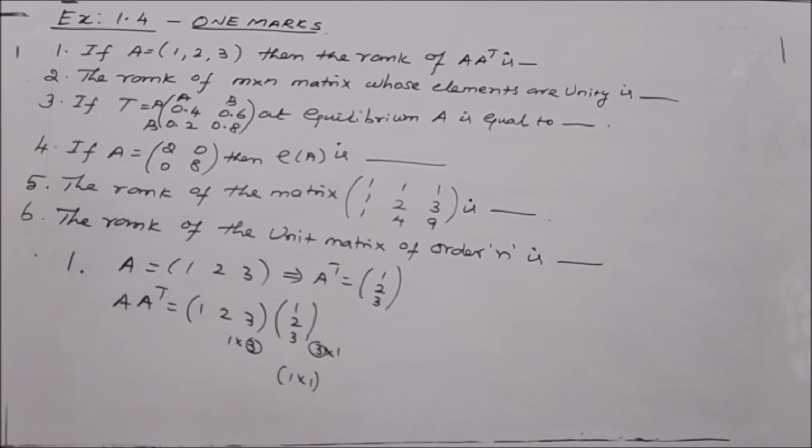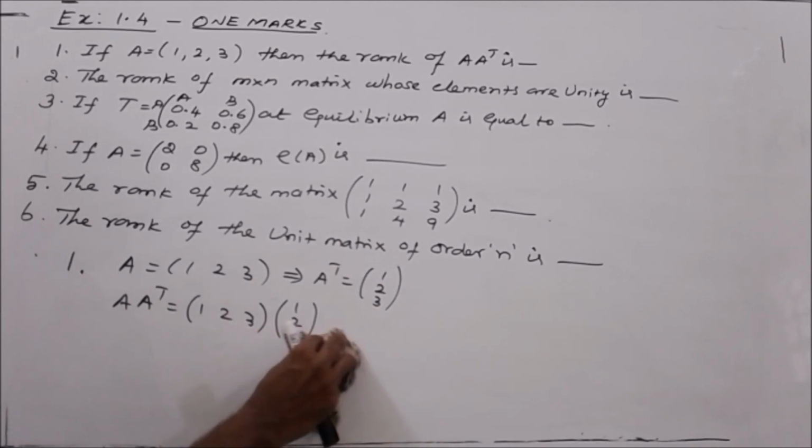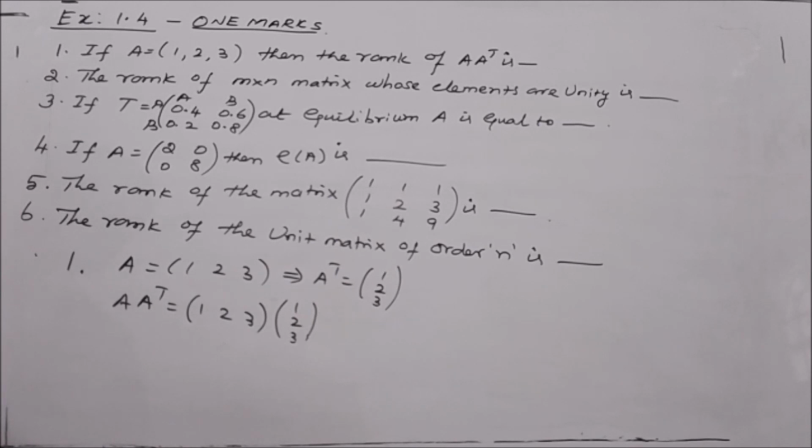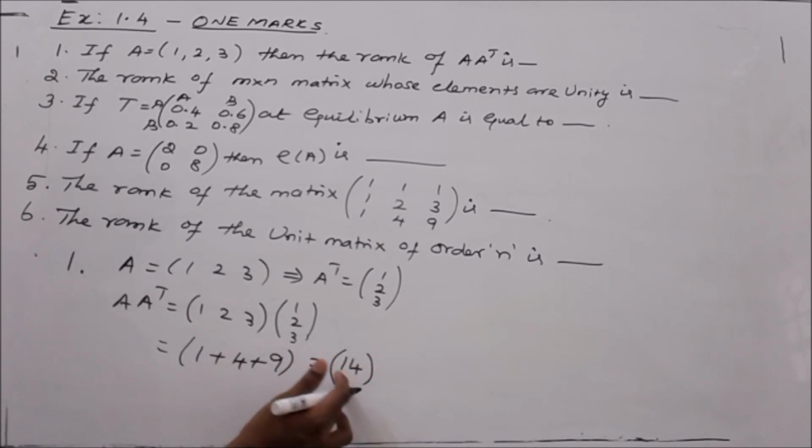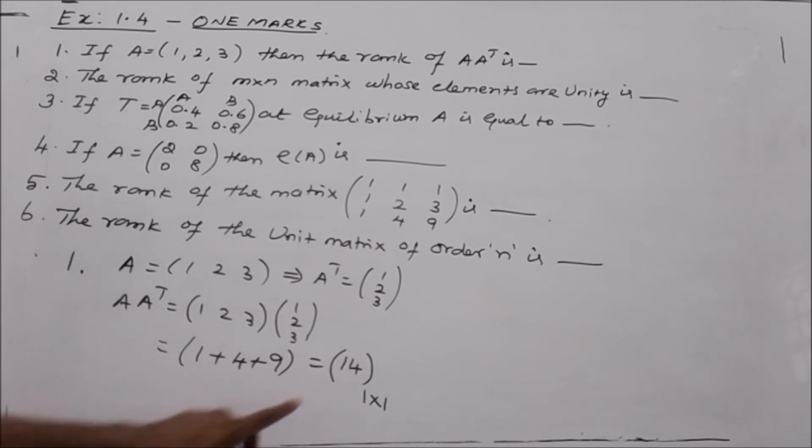So multiply it now. Row by column multiplication: 1 into 1 is 1, 2 into 2 is 4, 3 into 3 is 9. That is 1 plus 4 plus 9 equals 14. The order is 1 cross 1. What is the rank? We have a 1 cross 1 matrix. The maximum minor value is 1 cross 1. In that matrix, the entry is non-zero. That means its rank is 1.